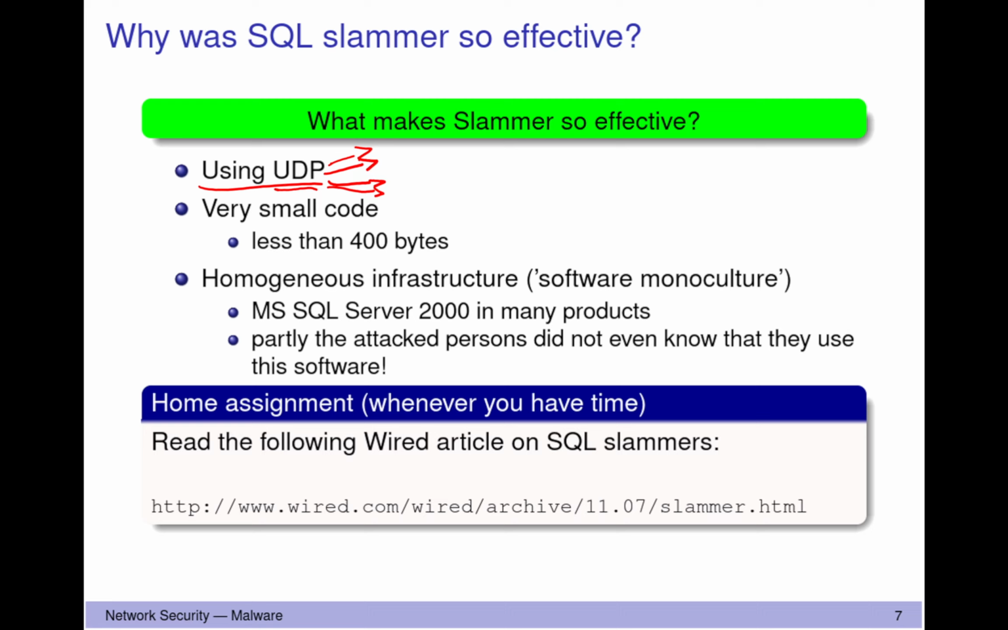it will spread again. So you first have one machine, then it spreads to n machines, then every one of them spreads to n machines. So you have at this point n squared. Then you see it's really exponentially growing. Just a small message, and it was benefiting from this homogeneous infrastructure. There were quite many Microsoft SQL Server 2000s available. All had the same vulnerability, and it was very effective through this.